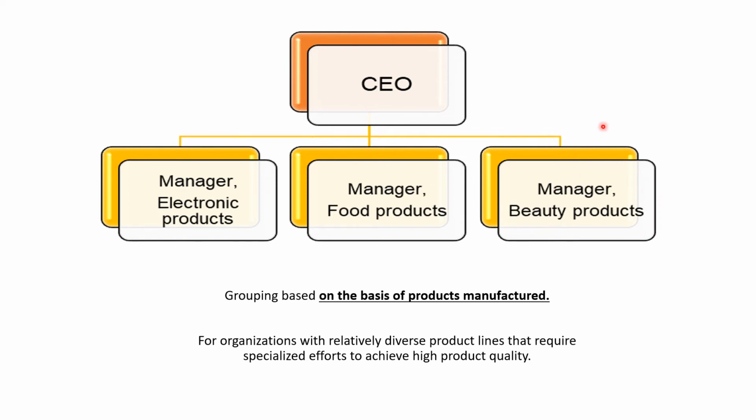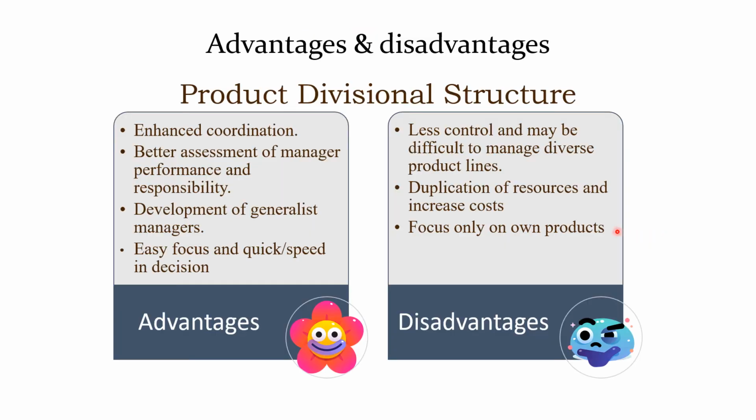Let's say you are working under the food products department, so your tasks will be related to food products. Maybe you will do marketing for the food product, or be in charge of its finance. If you work under beauty products, you only focus on beauty products, so you don't handle promotion for food or electronics. The advantages, of course, are that it can enhance coordination and it is easy to focus.